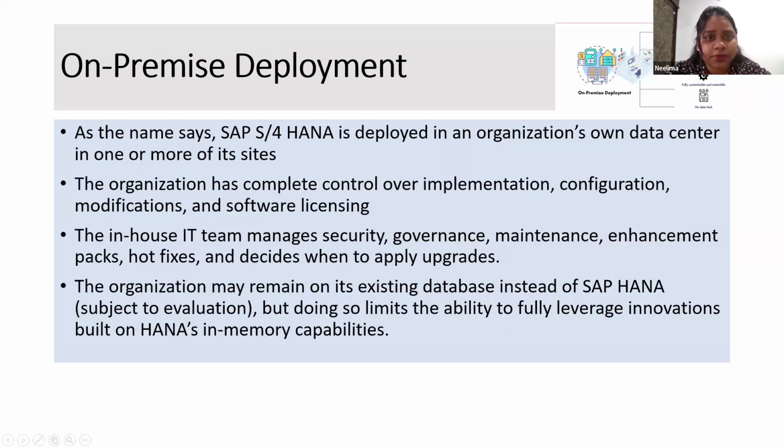On-premise deployment means SAP S4 HANA is installed and operated in the organization's own data center, either at one or multiple company locations. That means it owns the software, so it can configure and change it. The company has control over that system. They manage implementation, configuration, customizations, and software licensing according to their business requirements.